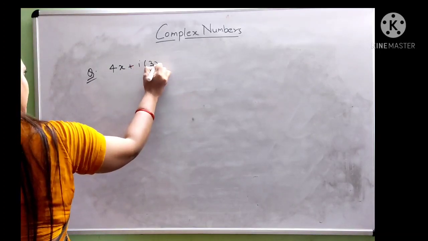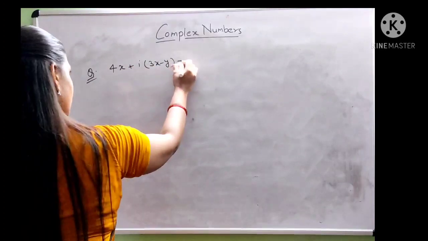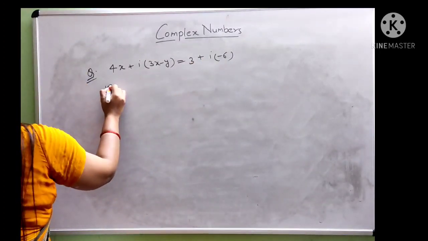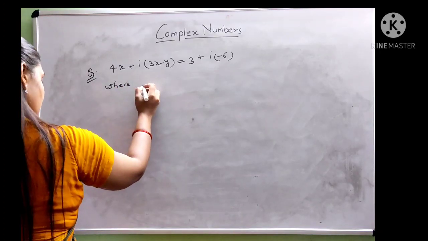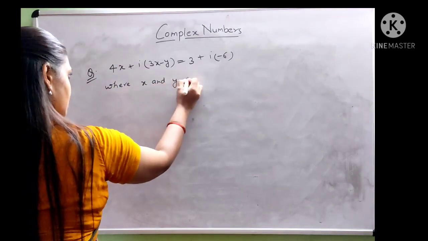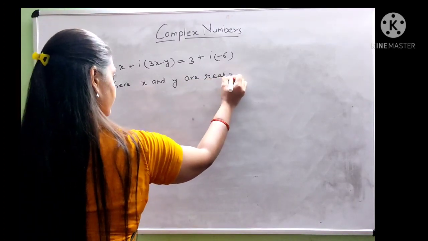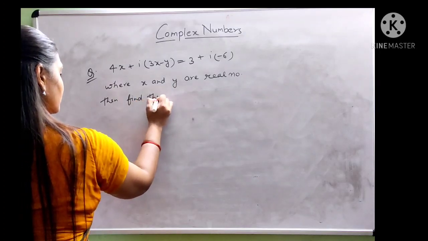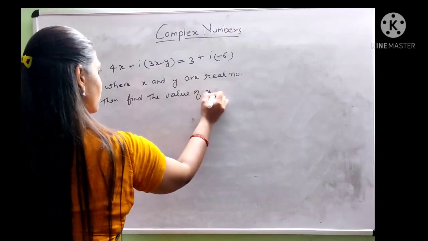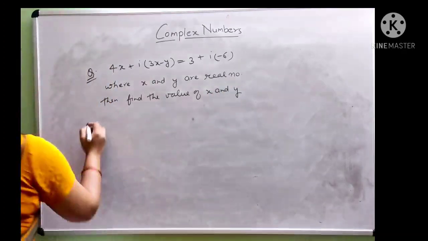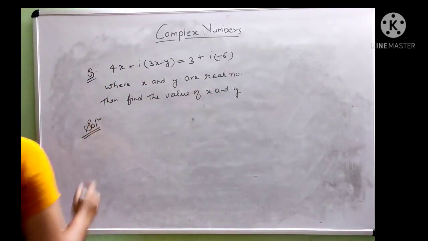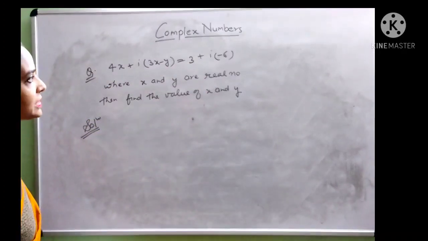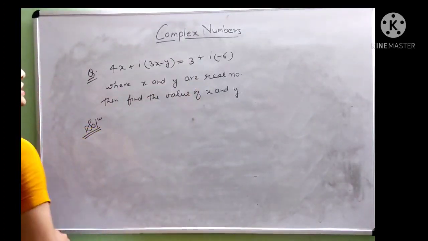4x plus i(3x minus y) is equal to 3 plus i(-6), where x and y are real numbers, then find the value of x and y. So here you can see we have been given two complex numbers which are equal to each other.